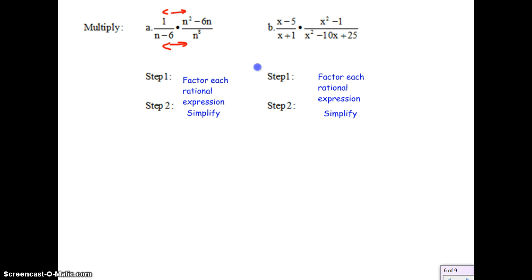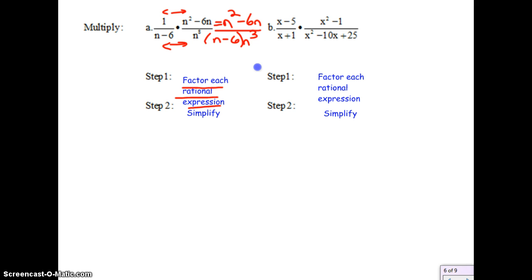So I could rewrite this as n squared minus 6n divided by, and I have n minus 6 multiplied by n cubed. So I could rewrite it like that if I wanted to. It would be the same thing, okay? So that means my step 1 is to factor each of the rational expressions. That is my first step.